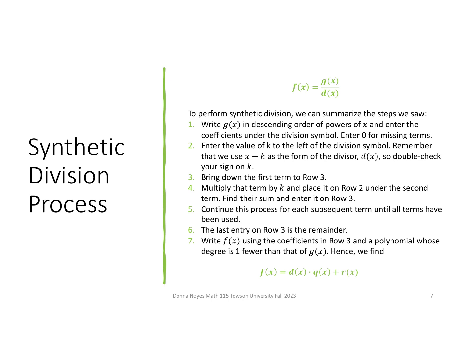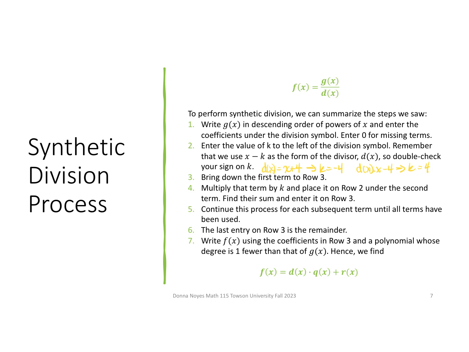Step 2, enter the value of k to the left of the division symbol, because we are dividing by x minus k. So if d of x equals x plus 4, then k is equal to negative 4. If we're dividing by x minus 4, then k is just 4. Remember, we want x minus k, so however you need to change k to make it in the form of x minus k. If it's a plus, we switch the sign.